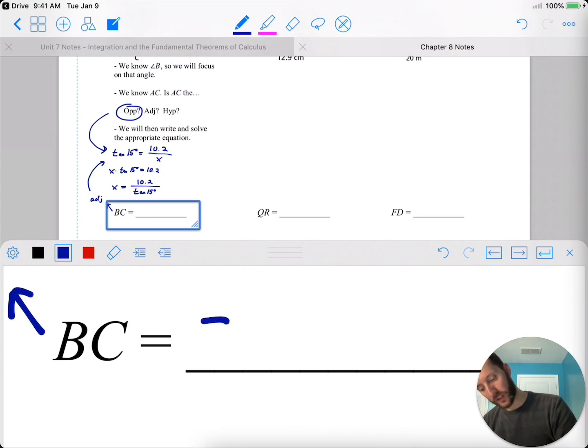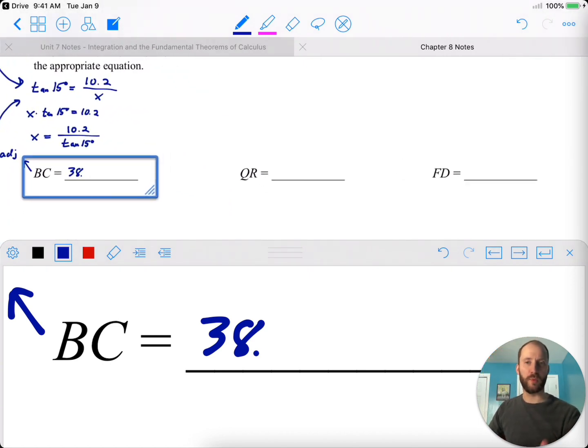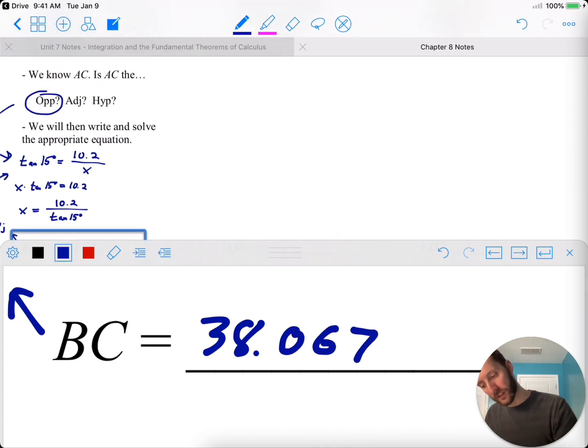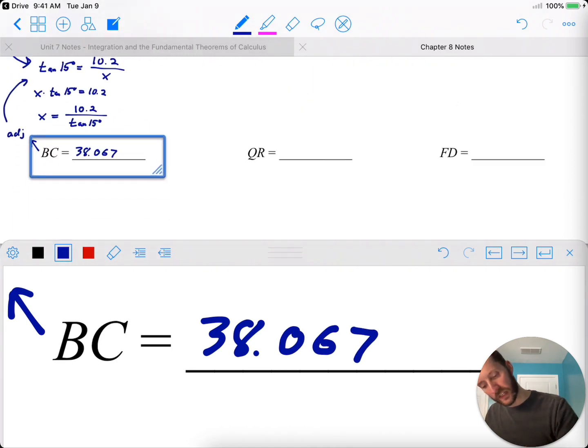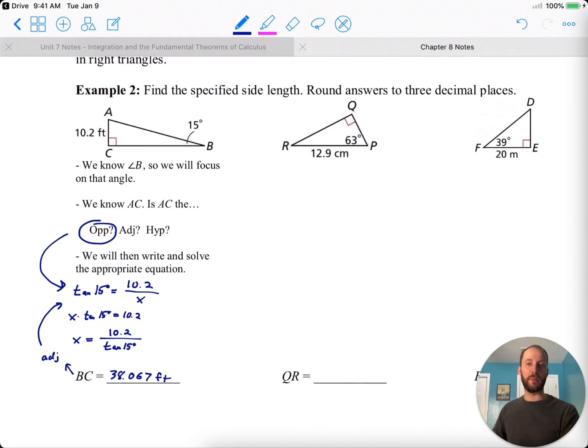I want to round to 3 decimal places. So 38.067 is the answer, in units of feet. All right, so using what I know, I wrote out an appropriate trig ratio to solve for the unknown side. So take a look at the other two, and check your answers with my complete notes online.